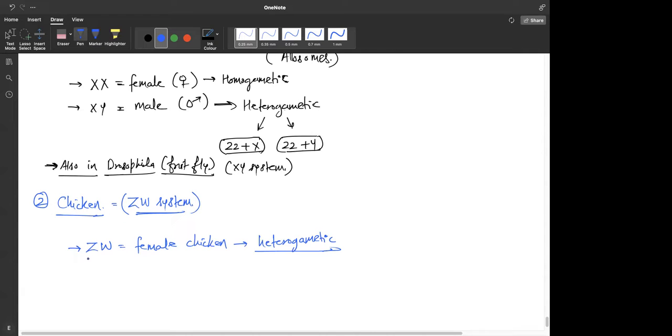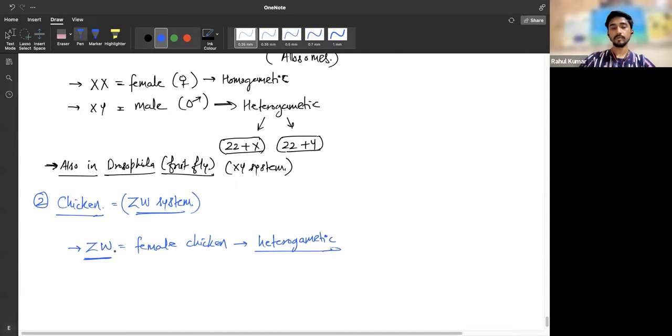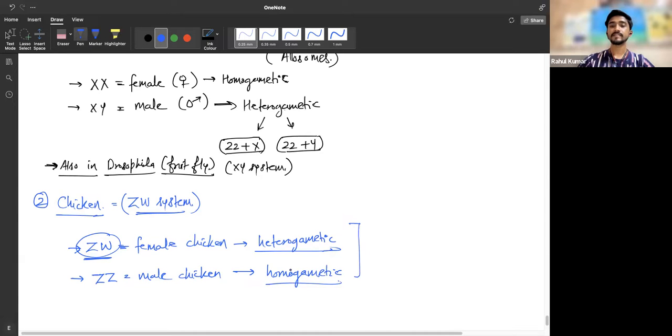In the ZW system, how can you remember it? This W is for woman. So the chicken that has W is the female, the woman of that species. And males here are ZZ. That is a male chicken. And in this case, males are homogametic. So if I ask you, in chicken, who's responsible for the sex of the child? Father or the mother?